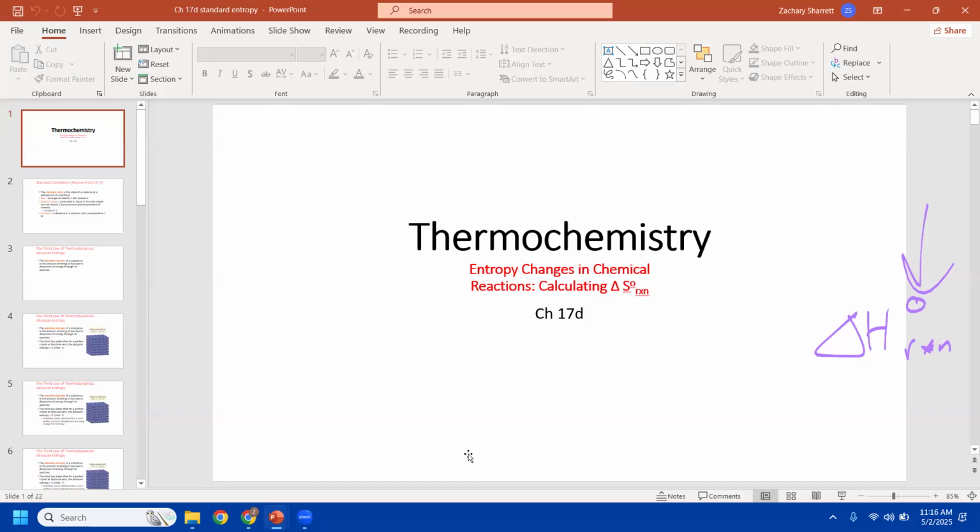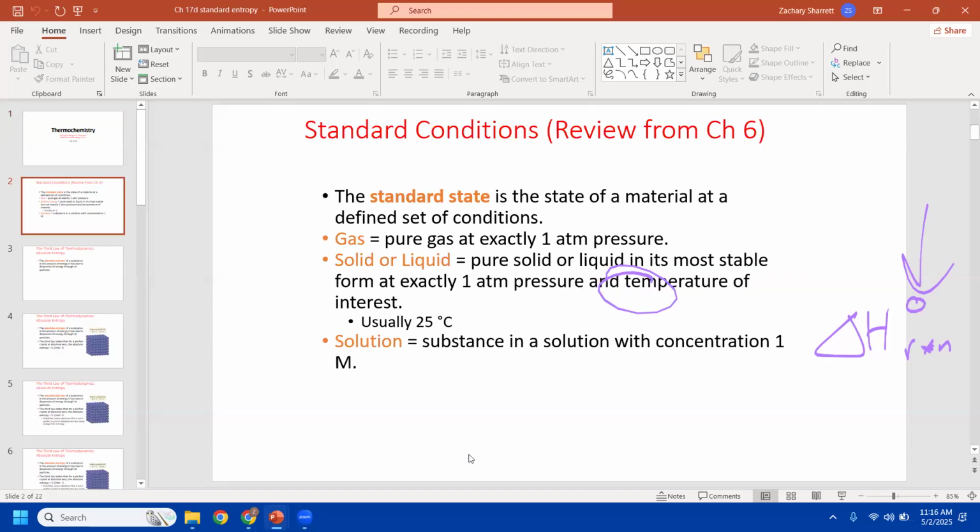So we're going to learn about the standard state for entropy, and it's going to be a little bit different. Okay? So the standard state of a material is at a defined set of conditions. If it's a gas, we say it's a pure gas at exactly 1 atmosphere. If it's a solid or liquid, we say it's the pure solid or liquid in its most stable form. So when we're talking about carbon, are we talking about graphite or diamond? What's the most stable form?